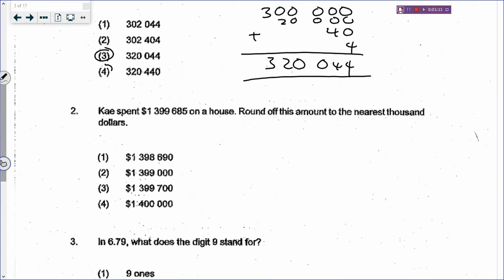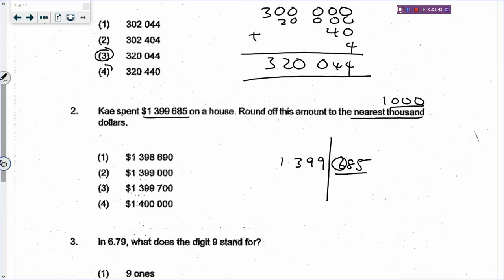Okay, let's go to question number 2. K spent $1,399,685 on a house. Round this amount to the nearest thousand. We are going to revise how to do rounding. I have this number, 1,399,685. Rounding off to the nearest thousand, there are 3 zeros, so you look at the last 3 digits in the number. Then I will draw a line, and you look for the digit nearest the line, which is your 6.